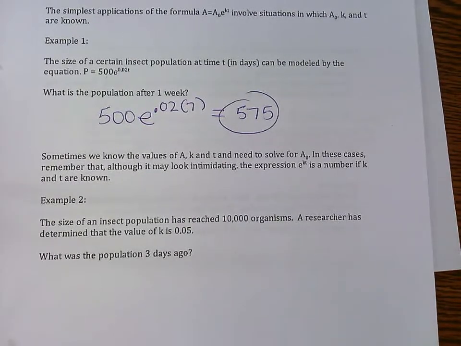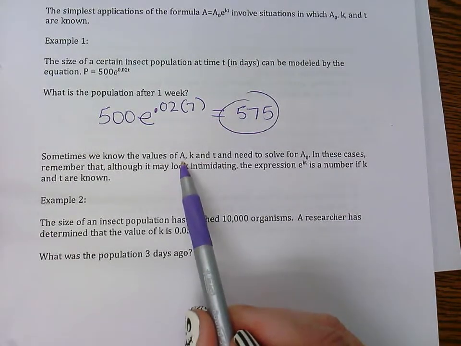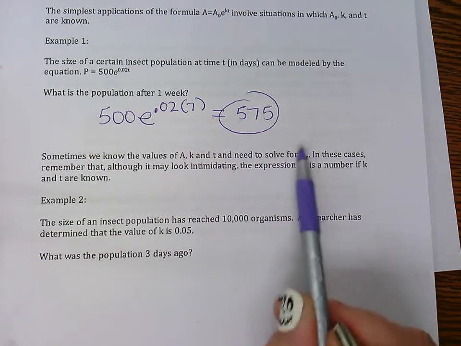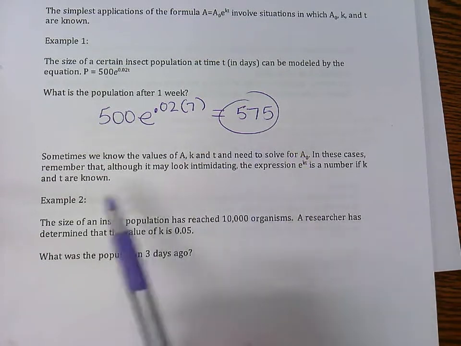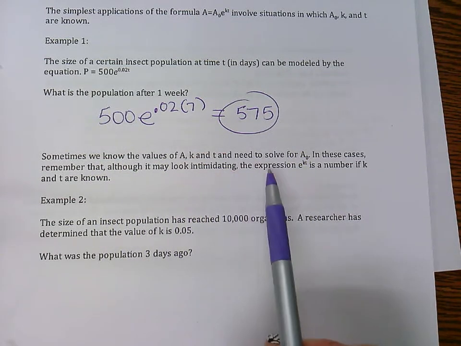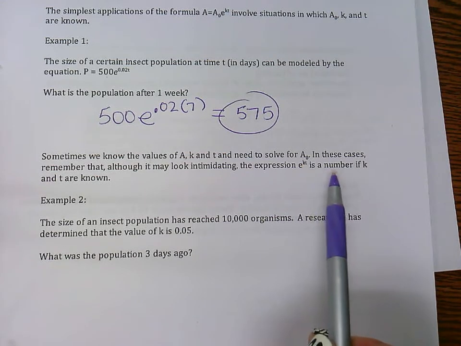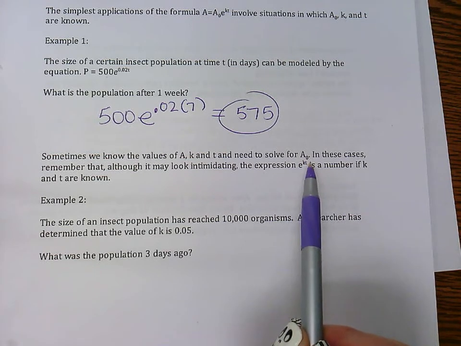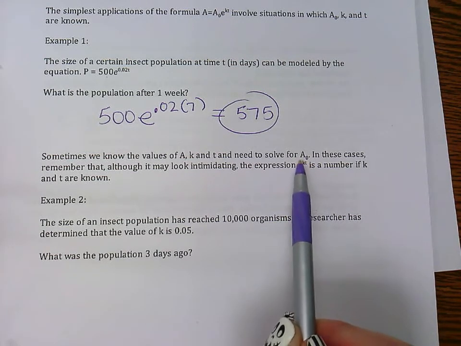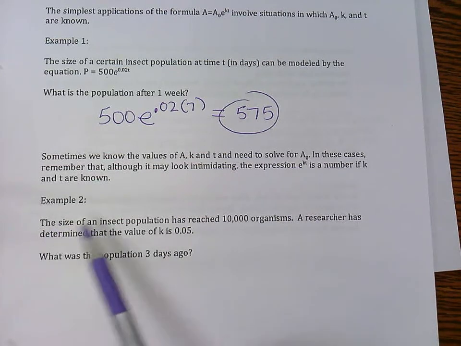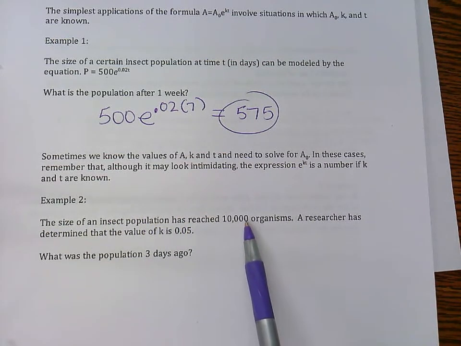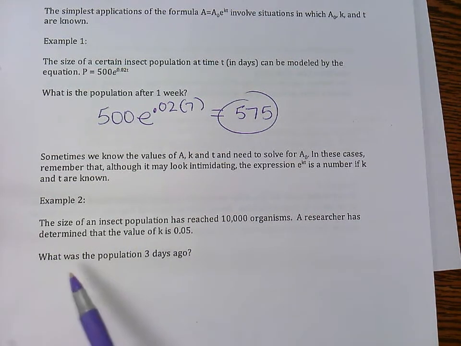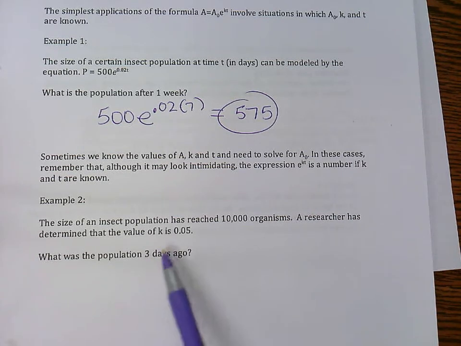But sometimes we know the values of how much is currently existing. We know the constant and t, and we want to solve for the initial amount. In these cases, remember that although it may look intimidating, the expression e to the kt is just a number, because e is a number that you know, k is a number that you know, and t is a number that you know. So basically, e to the kt is a number. The size of an insect population has reached 10,000 organisms. A researcher determined the value of k is 0.05. What was the initial population 3 days ago?